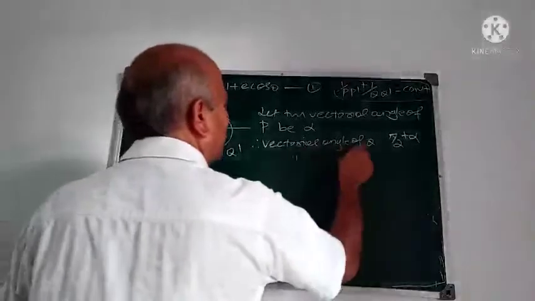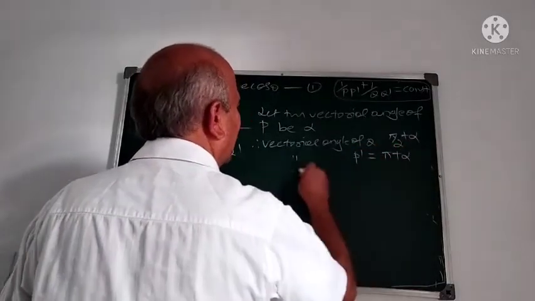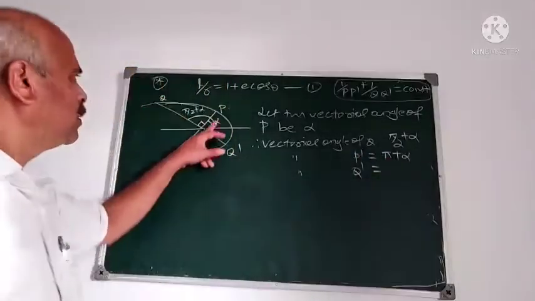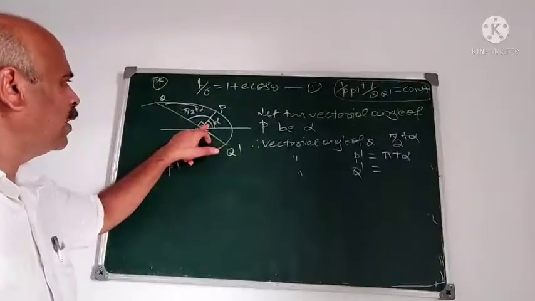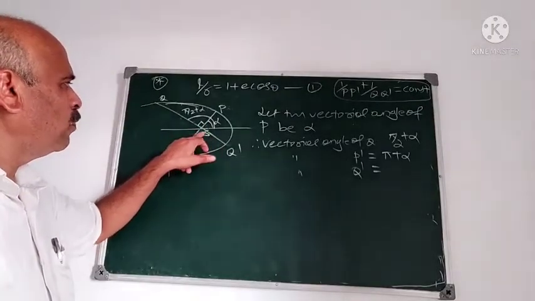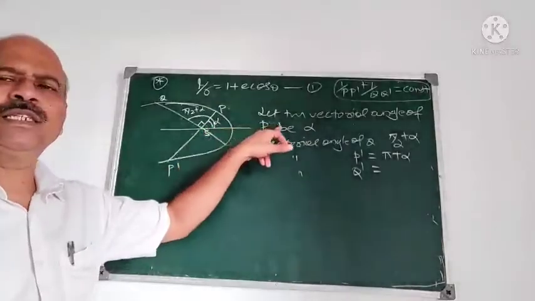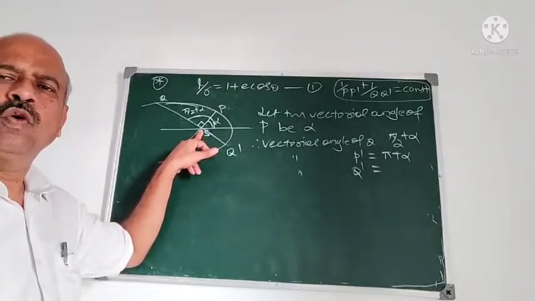And the vectorial angle of P dash is pi plus alpha. Now the vectorial angle of Q dash. Because what is the angle made by P dash? That is SP dash, alpha plus this 180 degrees. What is the angle made by SQ dash with the initial line? This is the initial line. The focus is taken as pole.